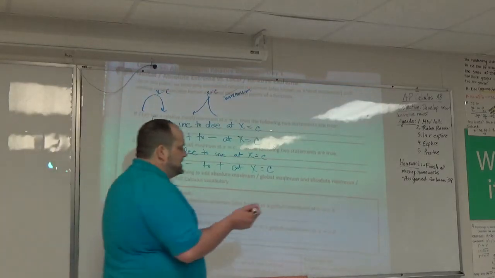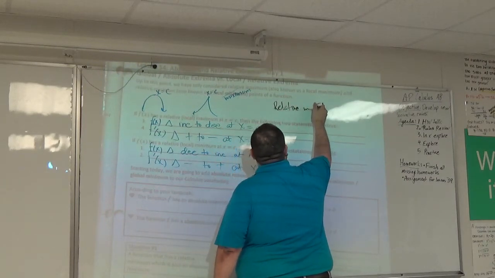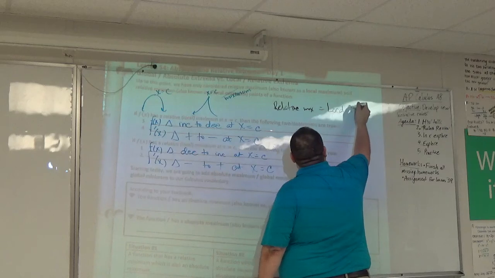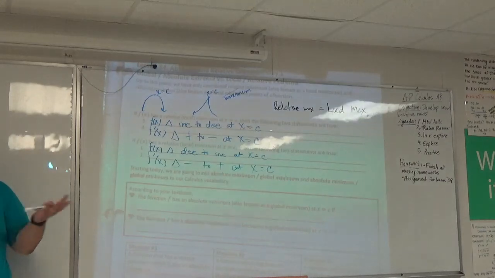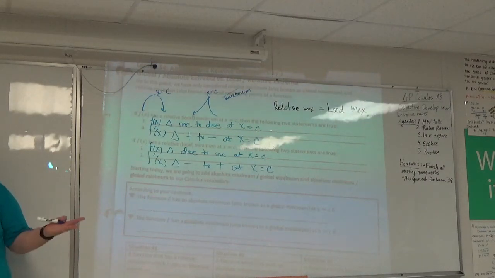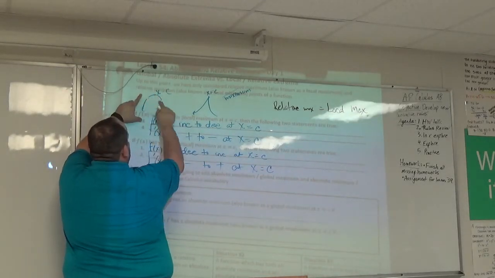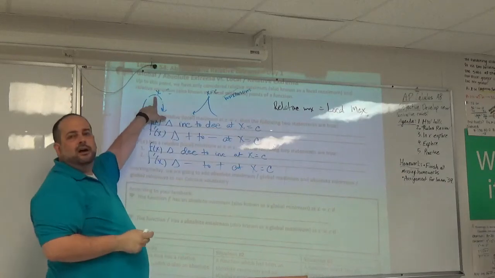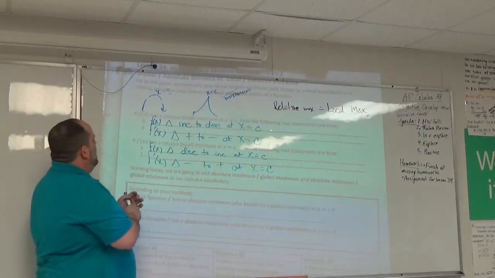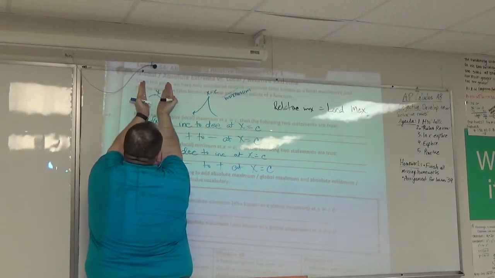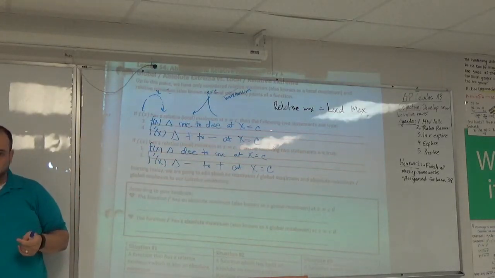Now, here's the thing, some books will say relative max, other books will say local max. College Board tends to use relative max and relative min, but local max and local min mean the same thing. What we're saying is that in a neighborhood around x equals c, that's the largest value. That's the highest point. That's what it means to be a local maximum. If I don't look everywhere, but just look around x equals c, it's the highest point, or it's the lowest point for a local minimum.